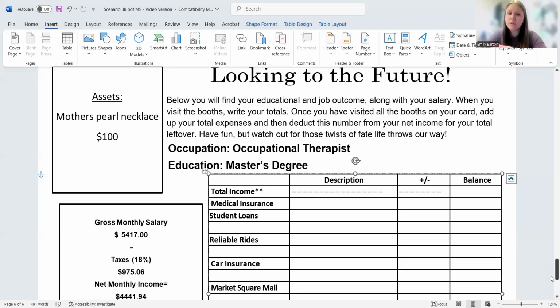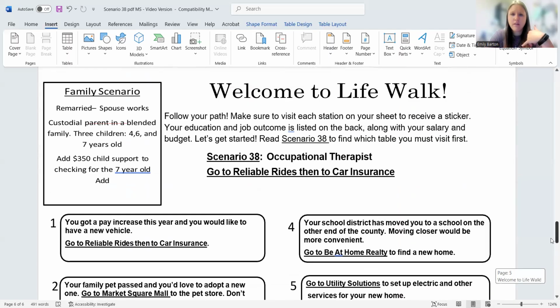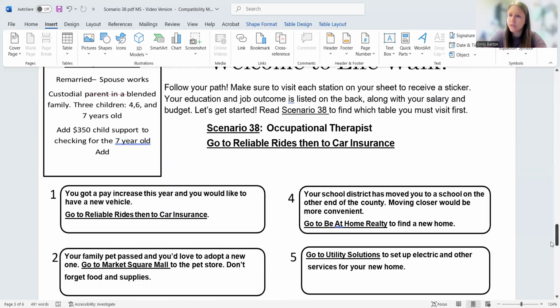And so you're going to use this income to go through the different booth stations to make purchases. You're going to have to make a house payment. You're going to have to pick out a vehicle that will fit everyone in your family and get them where they need to go. You're going to need to buy groceries. You're going to need to get your electricity and internet and telephones and all of that. And the Welcome to Life Walk slide is going to tell you in what order to go through to make sure you get all of your purchases made.